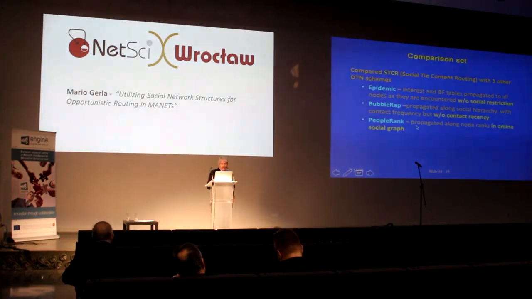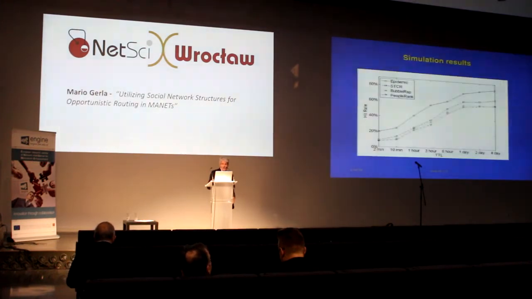PeopleRank is an even simpler scheme because it doesn't use the concept of hierarchy. It just propagates to nodes with higher rank, so nodes with higher connectivity, which is intuitively a good thing to do, as nodes with higher connectivity are the ones that are probably closer to the hotspots. All right, and the question is, how do we compare to these schemes?